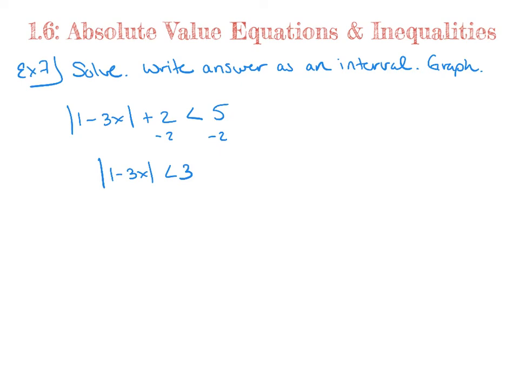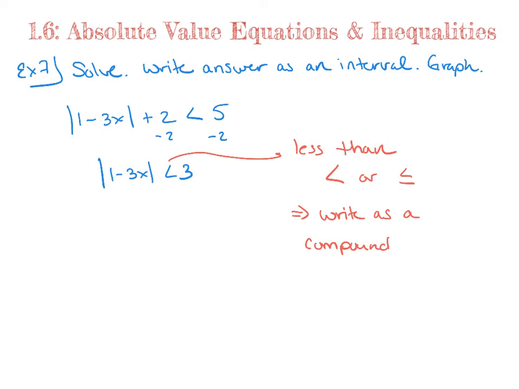Okay, since this is a less than sign, so this symbol, or with the equals to sign, then you can write this as a compound or double inequality, like this. So we're going to go 1 minus 3x goes in the middle. It's less than 3, and it's bigger than negative 3.